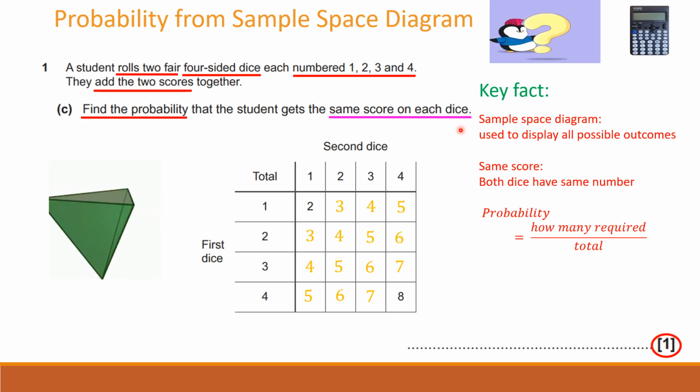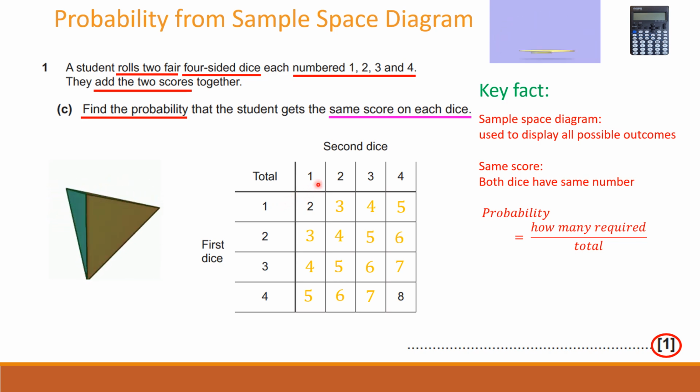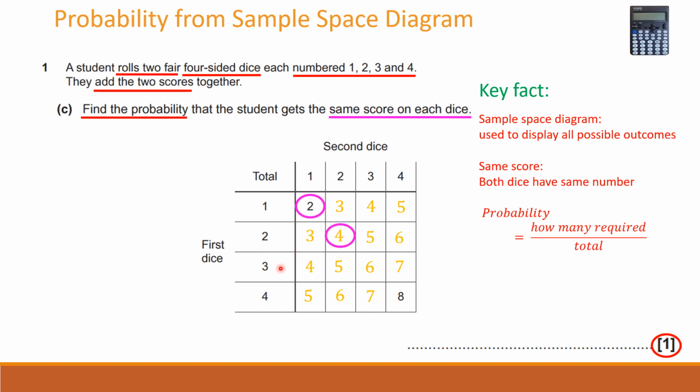Well done, guys. Hopefully you managed to spot there's a pattern. So if I got 1 on the first dice and 1 on the second dice, I'm going to highlight here. I could also get a 2 on the first dice and a 2 on the second dice. I could get a 3 on the first dice and a 3 on the second dice, and a 4 on the first dice and a 4 on the second dice. So we can see there is 1, 2, 3, 4 outcomes which are required. So same score on each dice. So that's 4 out of the total. There are 4 across the top, 4 down, which is out of 16. So we've got 4 out of 16 for 1 mark.